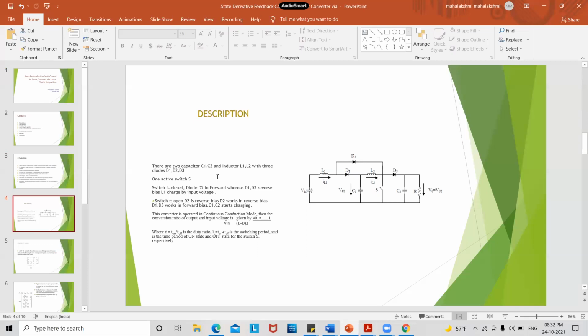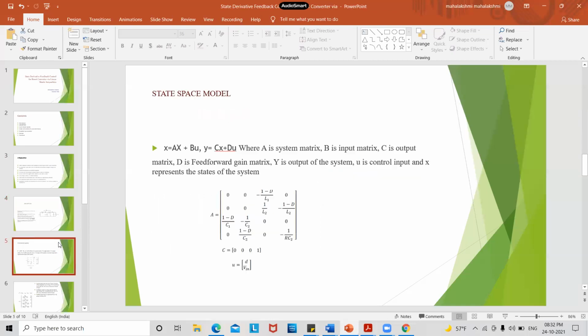The conversion ratio is given by the ratio of output and input voltage, and it is given by 1 minus D whole square, where D is the duty ratio. It is the ratio of T on by T off. Similarly, the switching period is given by TC. It is the sum of the time during the off and the time during the on of the switch.